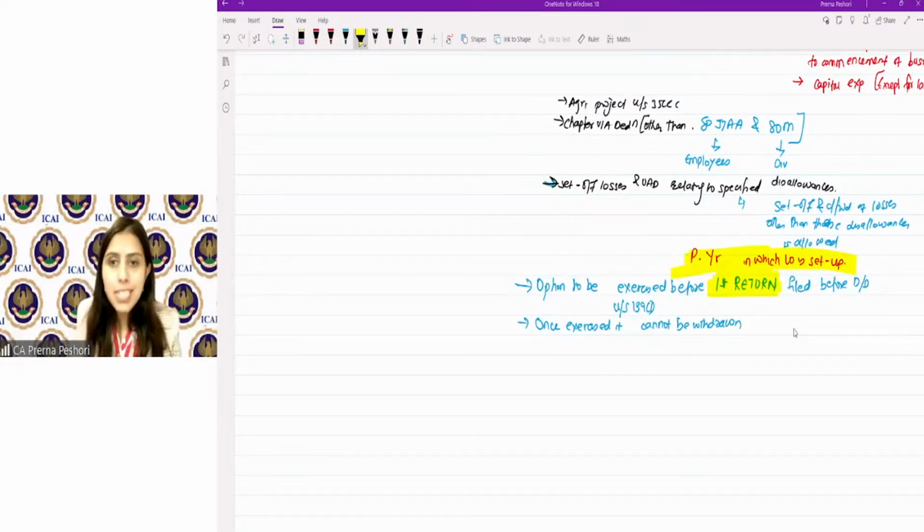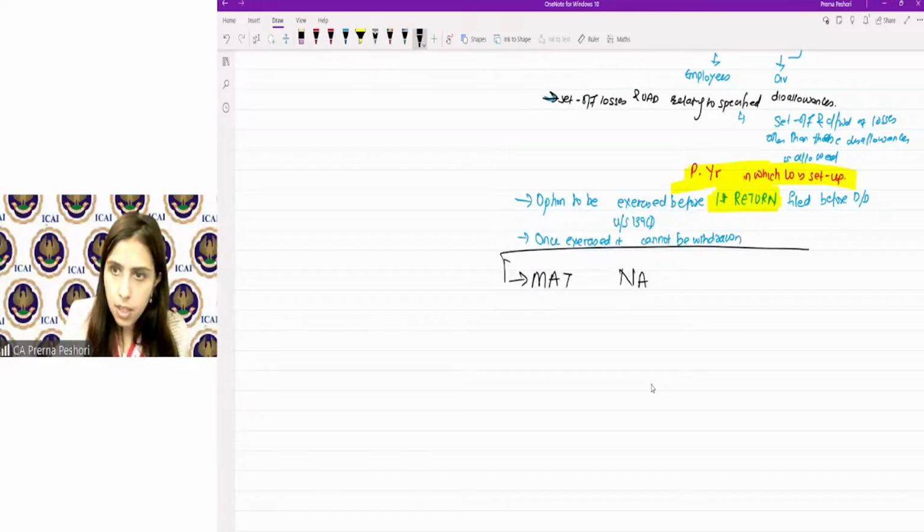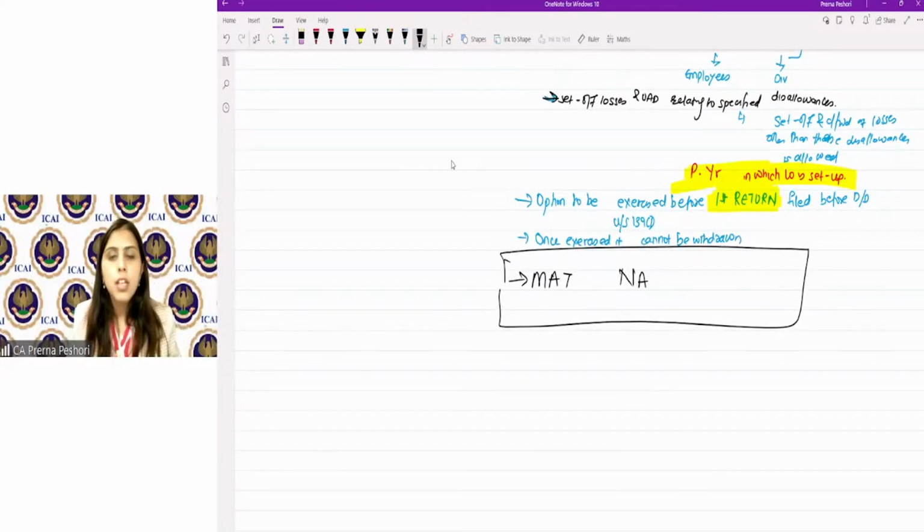But once the company exercises the option, it cannot opt out for the regular provisions. It would continue to be governed by 115BAB. Second most important thing, MAT is not applicable over here. Minimum alternate tax is not applicable. This is for both the provisions. Minimum alternate tax is not going to be applicable. Are we clear?